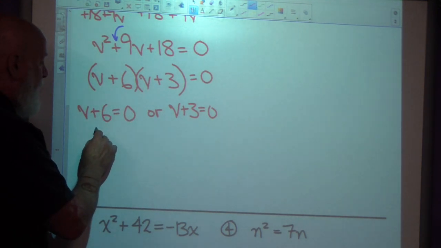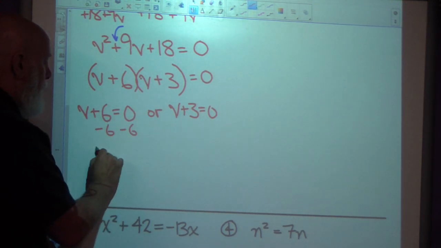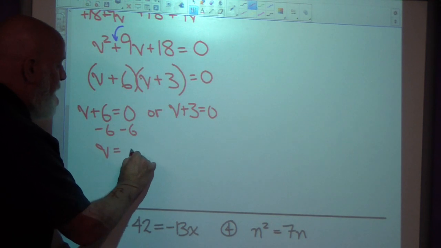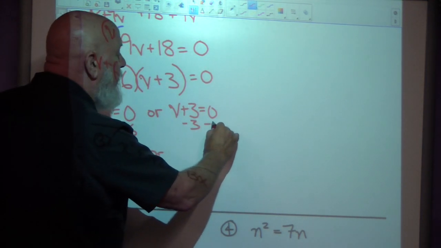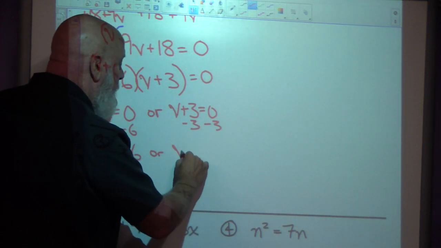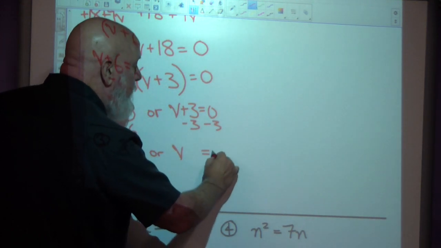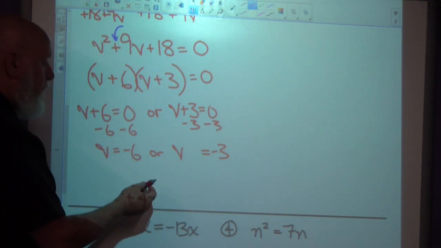I'm just going to subtract 6 from both sides, rewrite my equation, v is equal to negative 6, or subtract 3 from both sides on this one, v is equal to 0 minus 3 is negative 3. Those are my two solutions.